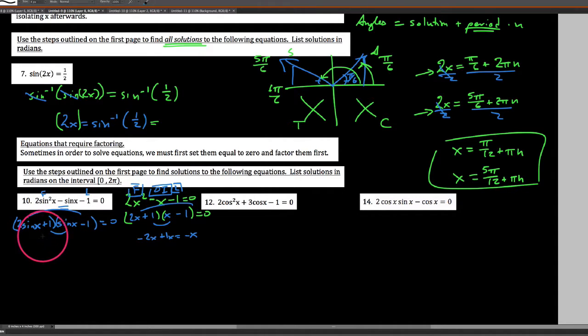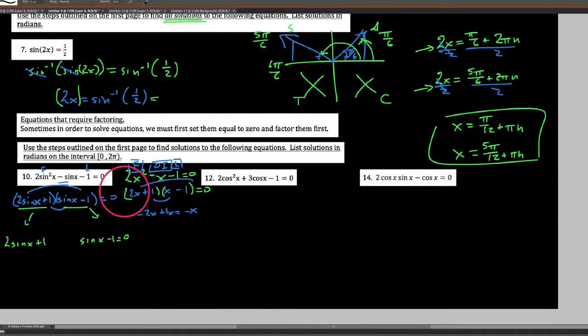The neat thing about being able to factor these, of course, is that if I can say that two factors multiply out to be 0, then either the first factor had to be 0, and so I'm going to set that equal to 0 here, or the second factor had to be equal to 0, and so I'm going to set that equal to 0 over here. And we're going to solve these individually. Okay, so let's start with this on the left here. I suppose that we would want to isolate the sine value.